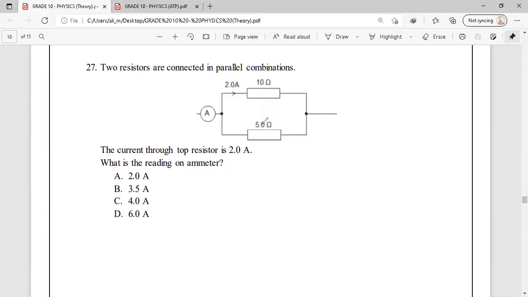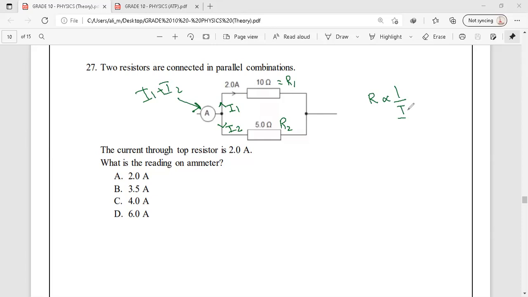Then see question number 27. Two resistors are connected in parallel combination. One is of 10 ohms and the other is 5 ohms. And we have an ammeter connected at this point, and we have to find the reading on the ammeter. As we can see, this is the junction and current is divided into these two parts, I1 and I2, and current in this ammeter is equal to I1 plus I2. We know that current is inversely proportional to resistance. It means the higher the resistance, the less current will pass through it.